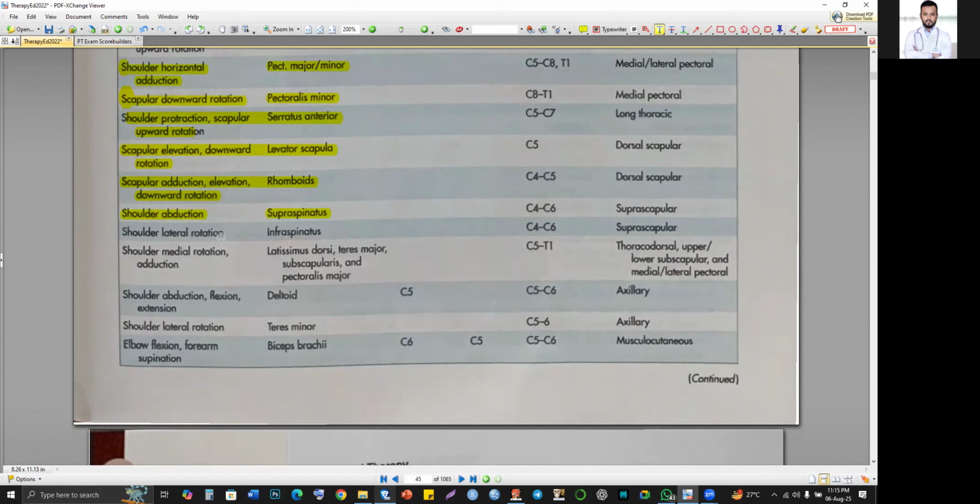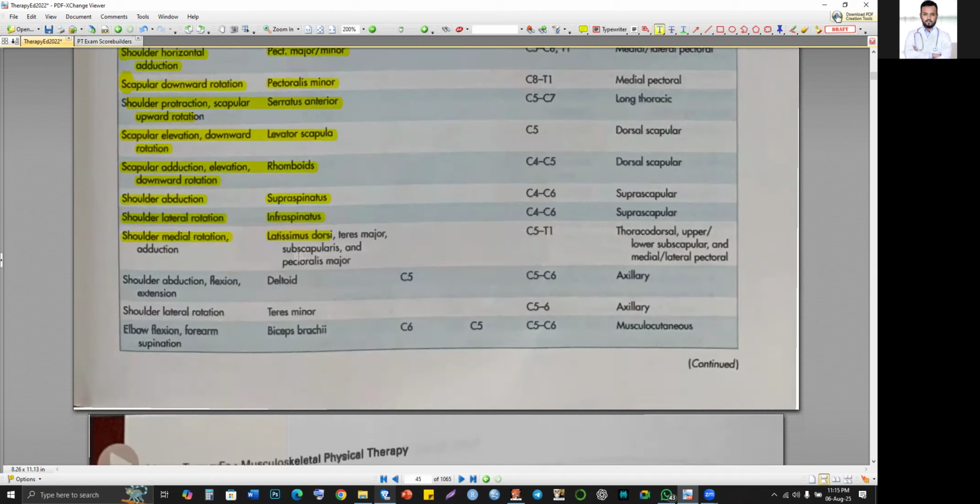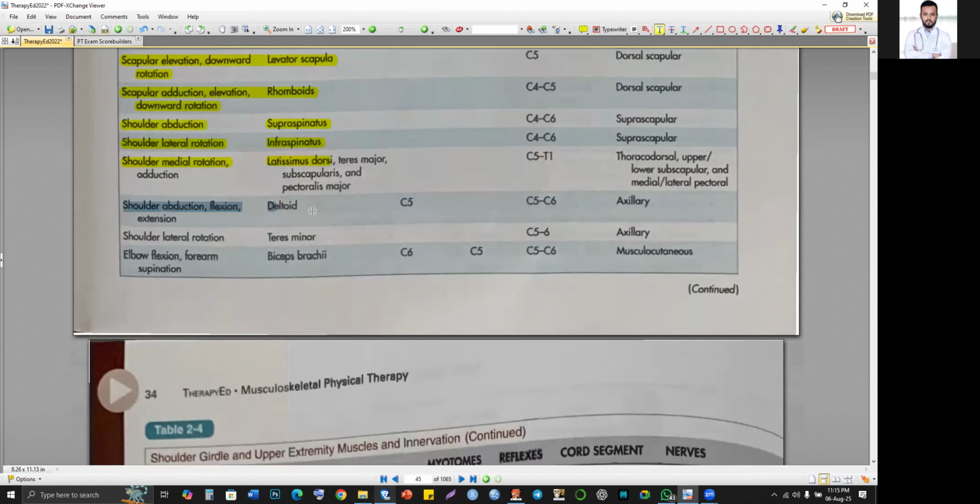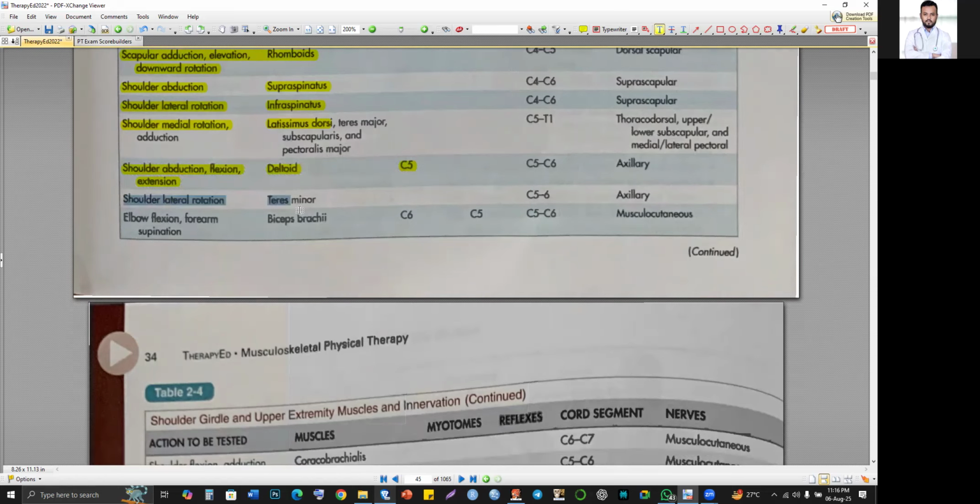The shoulder abductors are supraspinatus, shoulder lateral rotators are infraspinatus, and shoulder medial rotators are latissimus dorsi, teres major, subscapularis, and pectoralis major. Abductors, flexors, and also extensors are deltoids. If we talk about the shoulder in terms of deltoid, the anterior deltoid helps to do the flexion, the posterior portion of the deltoid helps to do the extension, and the middle portion of the deltoid muscle helps to do the shoulder abduction. And finally, the shoulder rotator is the muscle called teres minor.